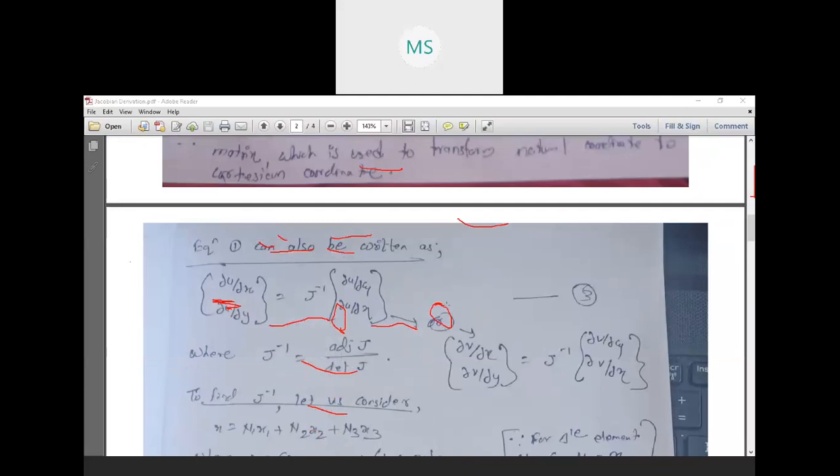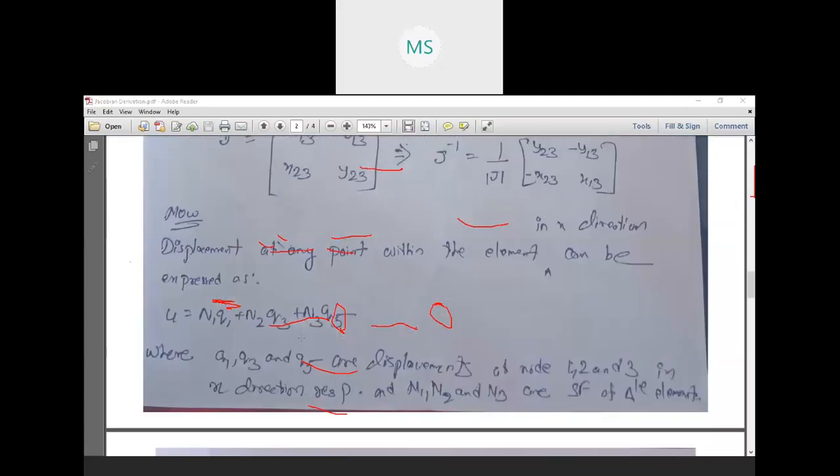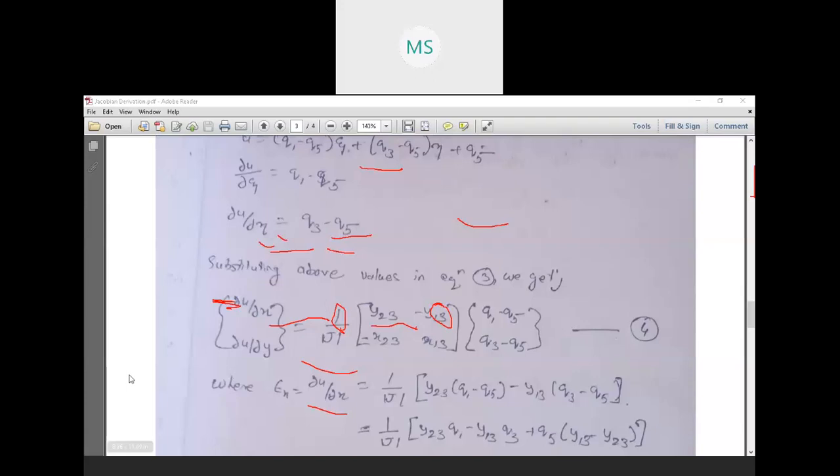Okay, substituting above in equation 3. So let us go back, we will see equation 3. This is your equation 3. So del u by del eta and del u by del zeta you want here. So that's what we will substitute back. What we will get is something like this. Del u by del x, del u by del y equals J inverse. It was J inverse, so 1 by J, y23, y13, minus x23, x13, and del u by del eta is q1 minus q5, del u by del zeta is q3 minus q5.